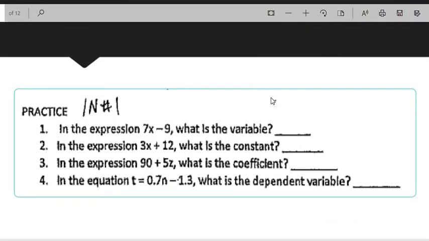Now look at these expressions right here. Number 1, 7x minus 9: what is the variable? Number 2, 3x plus 12: what's the constant? Number 3, 90 plus 5z: what is the coefficient? And number 4, T equals 0.7n minus 1.3: what is the dependent variable? So put me on pause while you think about it.